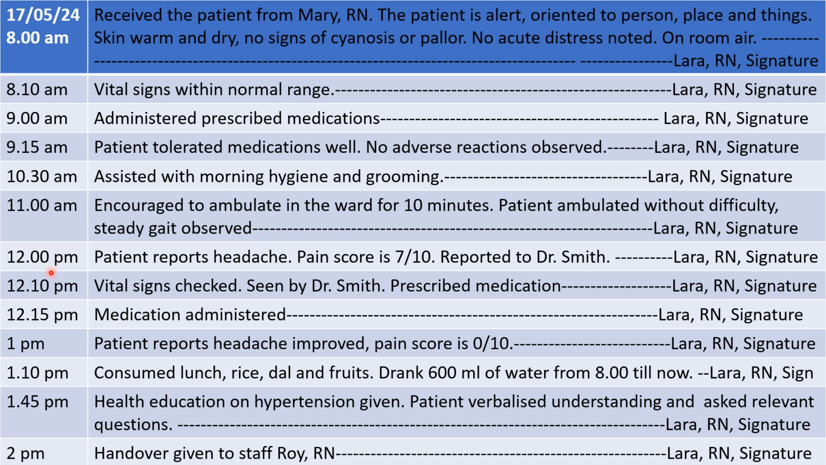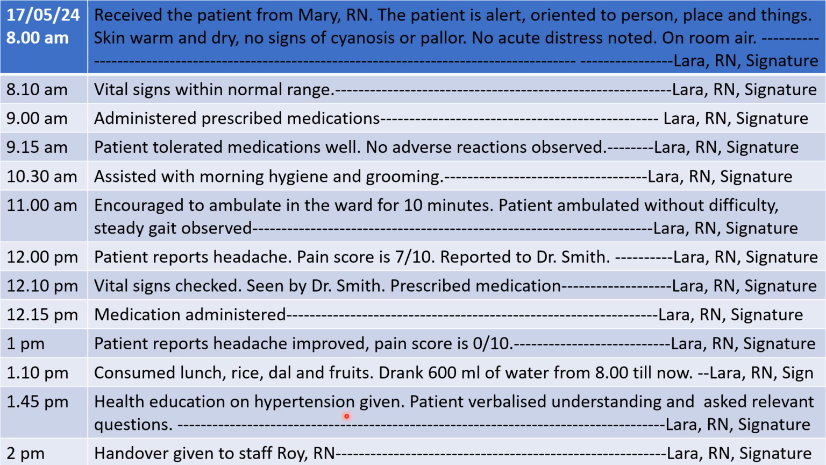It is very clearly written. Then 12 p.m. "patient reports headache and pain score is 7 by 10, reported to Dr. Smith." Then 12:10 p.m. "vital signs checked, seen by Dr. Smith, prescribed medication." 12:15 "medication administered." 1 p.m. "patient reports headache is improved. The pain score is 0 by 10." 1:10 p.m. "consumed lunch, rice, dal and fruits. Drank 600 ml of water from 8 a.m. till now."